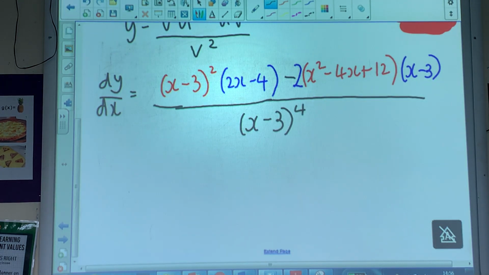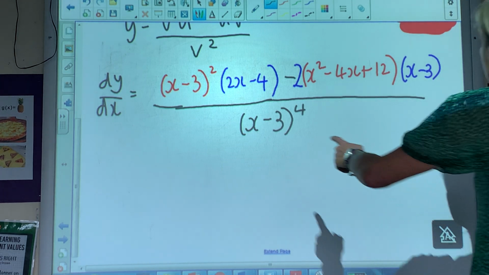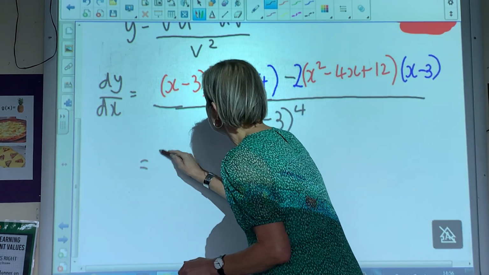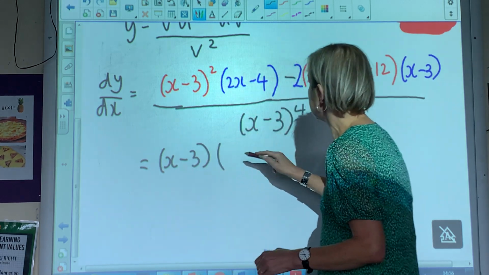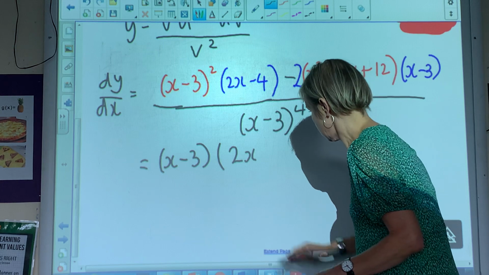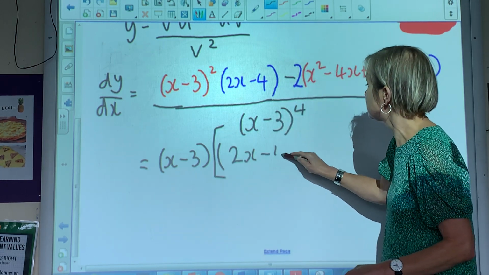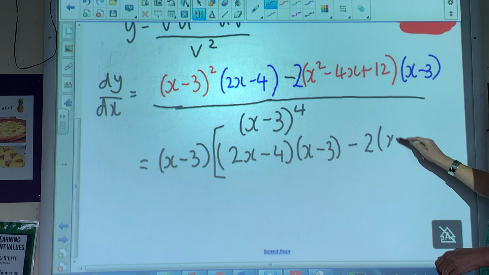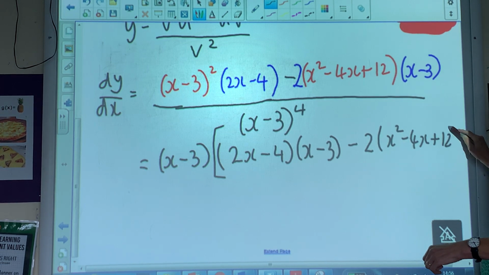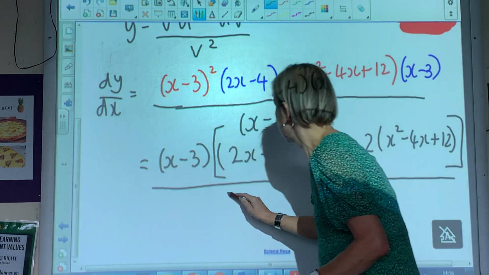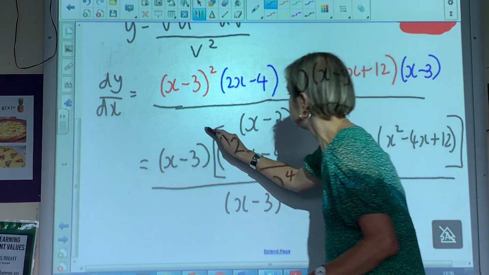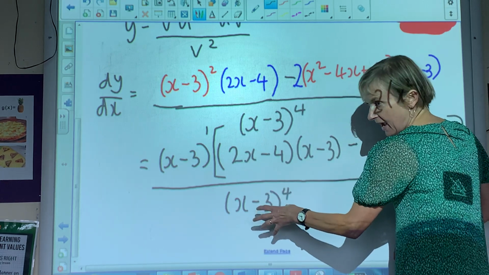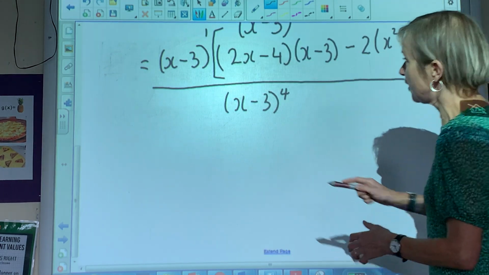So let's have a little look at what we've now got. I've spotted that each of these terms in the numerator has a factor of x minus 3. So I'm going to take out a factor of x minus 3. That's going to leave me with x minus 3 times 2x minus 4, minus 2 times x squared minus 4x plus 12, all over x minus 3 to the power 4. I've spotted that I've got x minus 3 to the 1 divided by x minus 3 to the 4. So I can divide those.